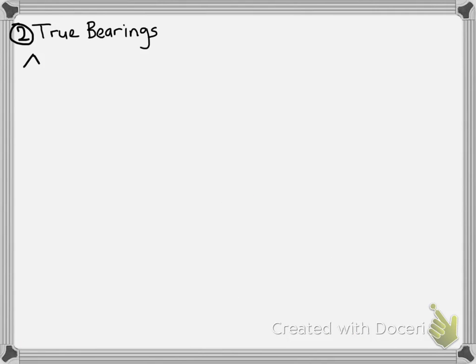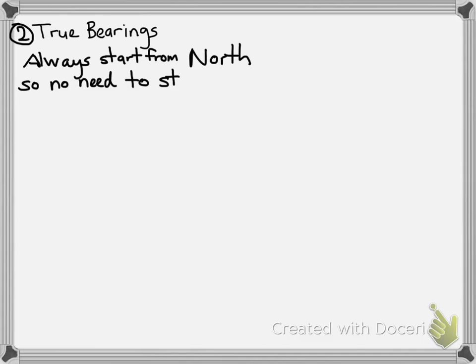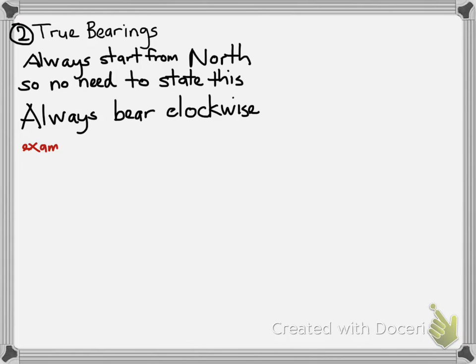Now the other method to show bearings is called true bearings. This was thought to be a simplification because we always start at north, and so there's no need to even write N for north. We're always going to be bearing clockwise.